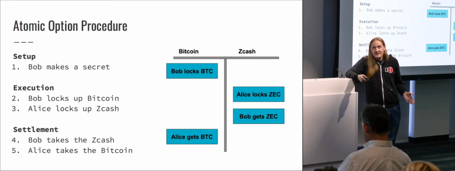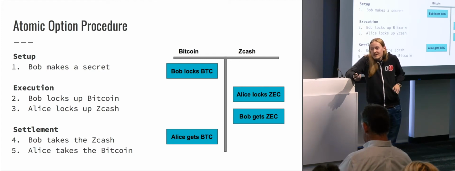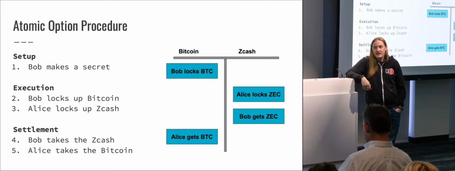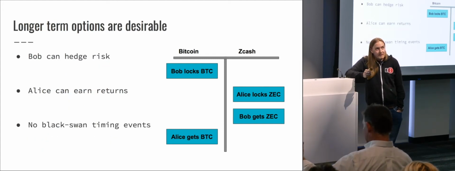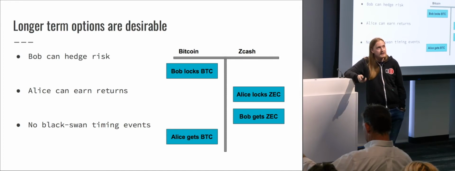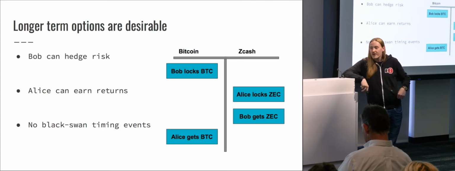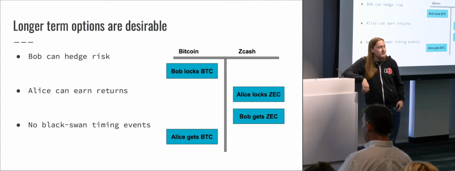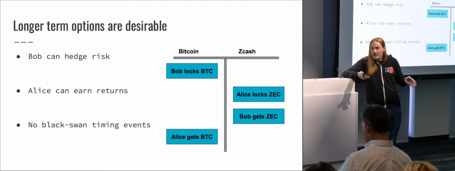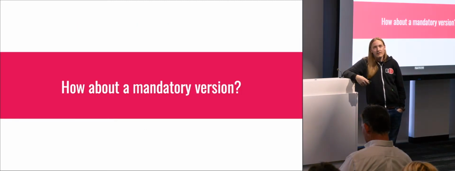So it has the exact same procedure. It's just everything takes a little longer, 6 months instead of 6 hours. But Bob gets to hedge risk. Alice gets returns because Bob will pay for the service of reducing his risk. And we don't have any black swan timing events with like wibbly-wobbly on-chain time. Over 6 months, all of that averages out because proof of work difficulty adjustment's kind of amazing. So right away, we know that longer duration solves a lot of the problems.